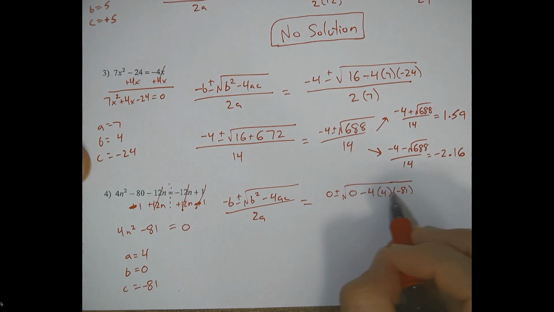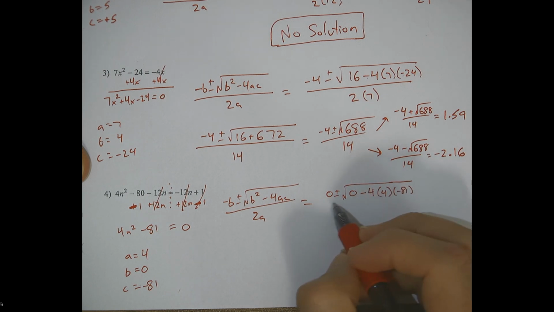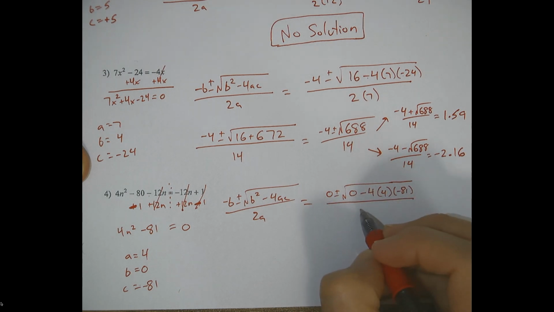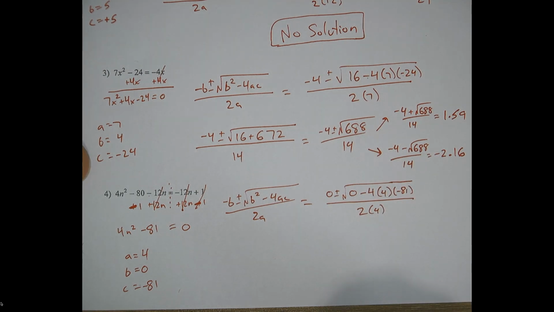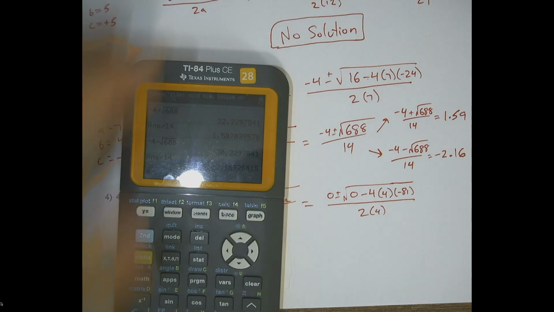So just looking ahead right here, I'm going to have a negative and a negative, so it's going to be positive. So it's going to be 0 plus whatever I get here. That's going to be my discriminant. And on the bottom, 2 times a, 2 times 4. If you want to jump straight to 8 right there, that's fine. All right, so we've got 4 times 81.